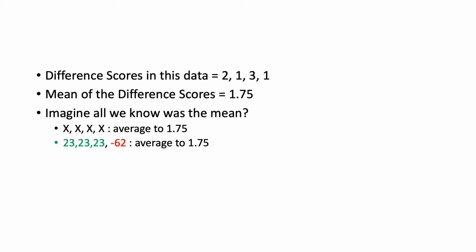So here's our data, 2, 1, 3, 1. These are our different scores calculated earlier. We know that our mean of the different scores is 1.75. Imagine that all we knew was the mean. So we had x scores that averaged to 1.75. How many of these scores are free to be anything, and how many of them are fixed? Well, I'm still on the Jordan kick, so I chose 23, 23, 23. I could have chosen any number, but I chose 23. Those 3 are free to vary. That last one, negative 62, has to be negative 62 in order for the average to still equal 1.75.